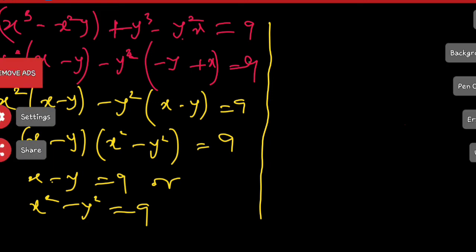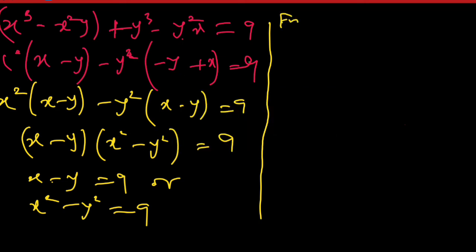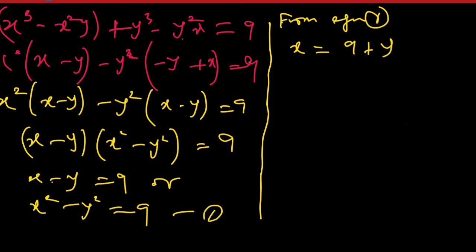Okay, now let's start again. Let's continue. Now from here, since this is equation 1 and equation 2, I can easily use the substitution method. From equation 1, I'll be making x the subject of formula. x will be equals to 9 plus y. Then I'll substitute this x back into my equation 2.